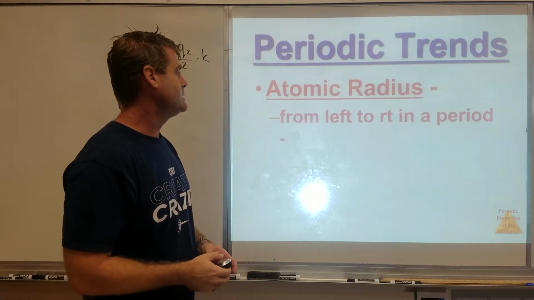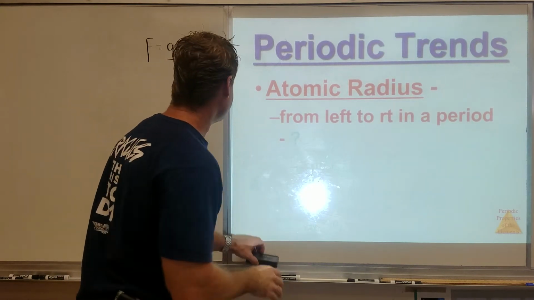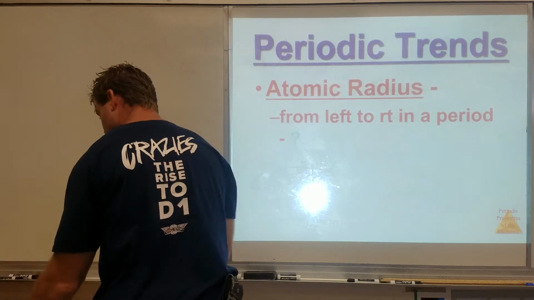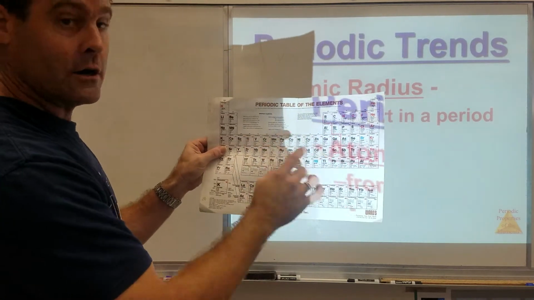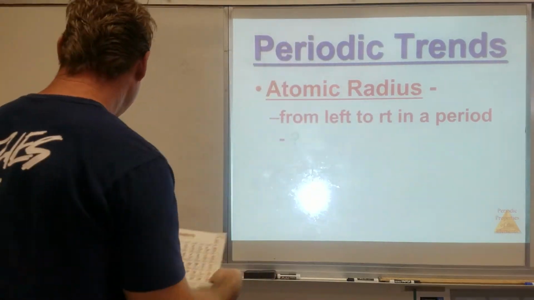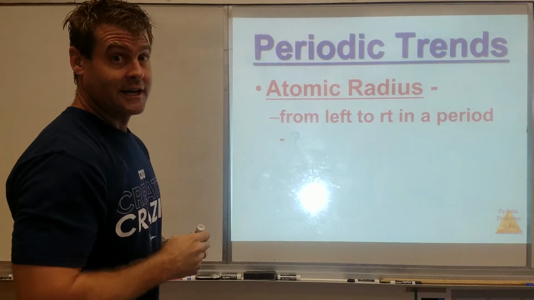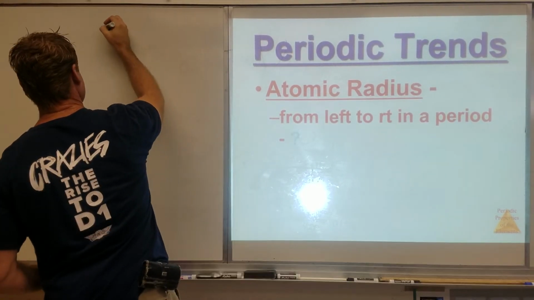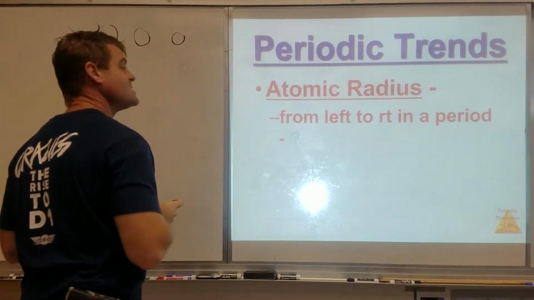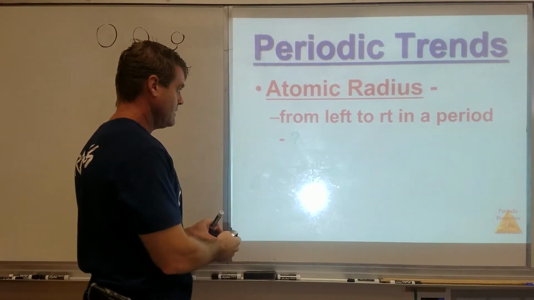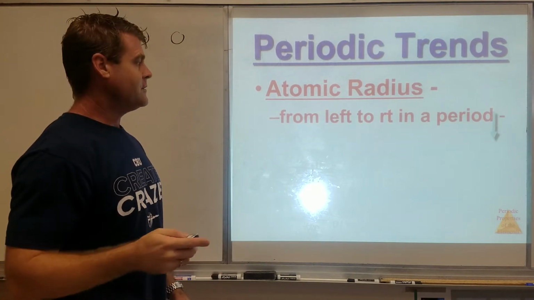Okay, atomic radius. From left to right in the period, you guys remember we did this last year. If we were to go from left to right in a period, so we just choose a period on our periodic table, as we go left to right, do the atoms get bigger or smaller? You guys remember? In fact, I would draw this, the atoms actually get smaller as you go left to right.